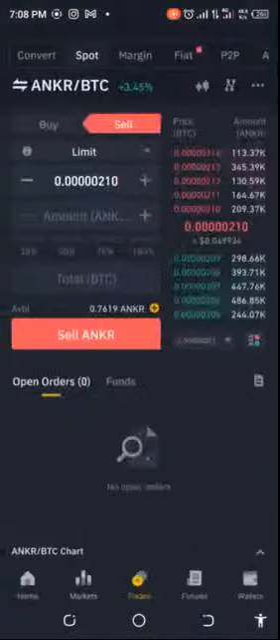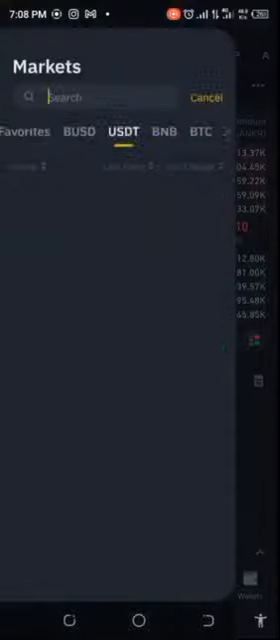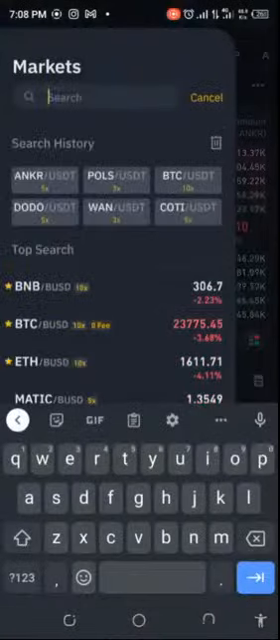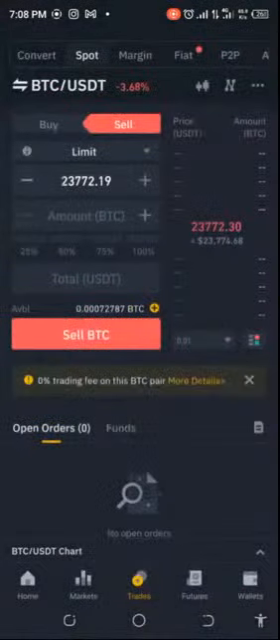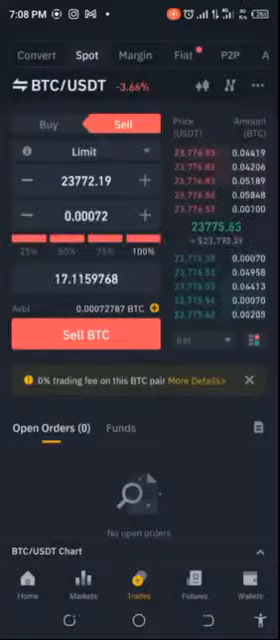But let's go ahead and just quickly do this. Go to BTC. We're going to BTC and USDT. And then all we want to do now is sell everything. Okay, so let's go ahead and see this. Okay, 1, 2, go.